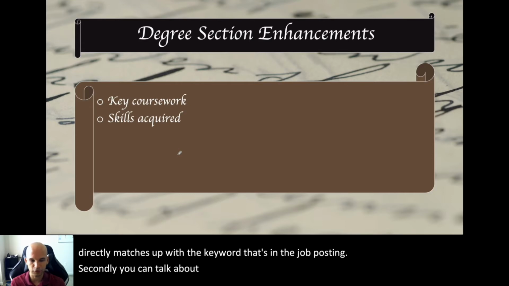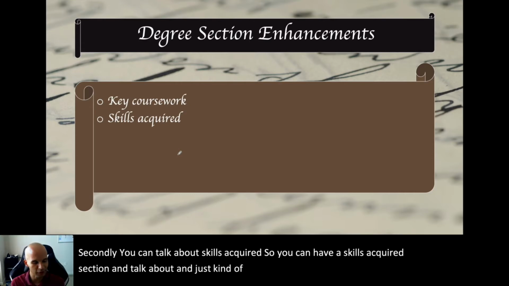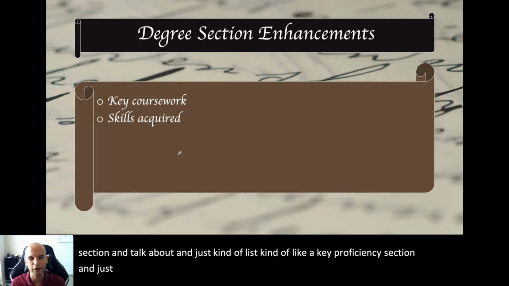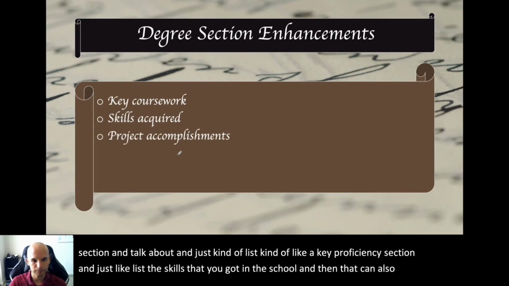Secondly, you can talk about skills acquired. You can have a skills acquired section and just list, kind of like a key proficiency section, the skills that you got in the school. And then that can also function as some keyword hits for you.